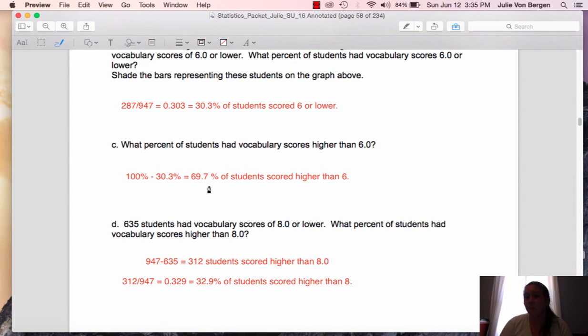In statistics, when we do calculations using the fact that everything has to add up to 100%, we say we're using the complement. So we'd say 69.7% is the complement of 30.3% because they total up to 100%.